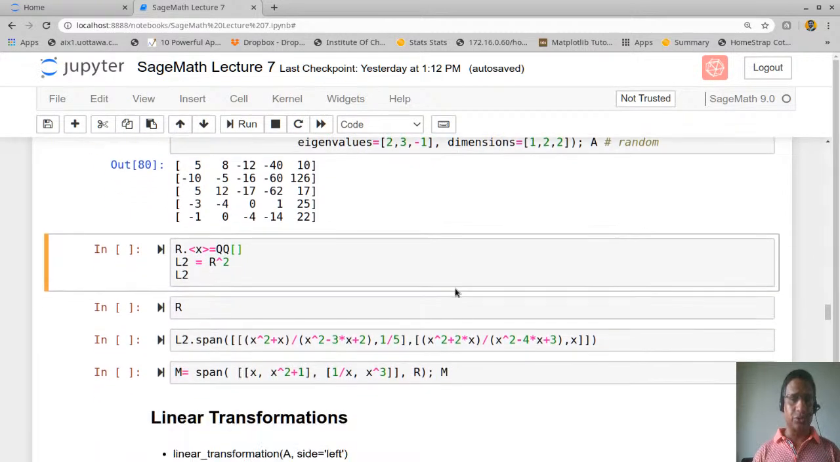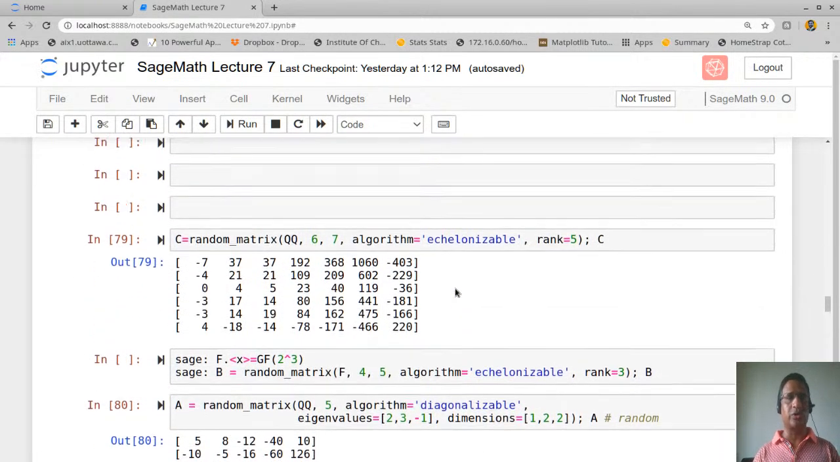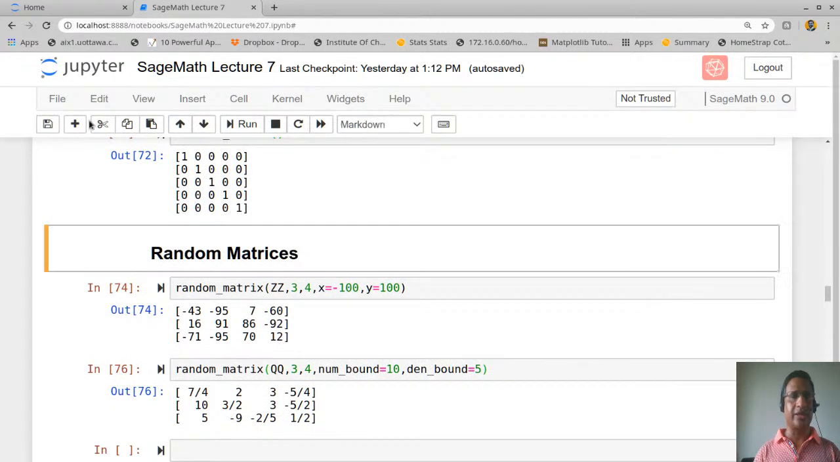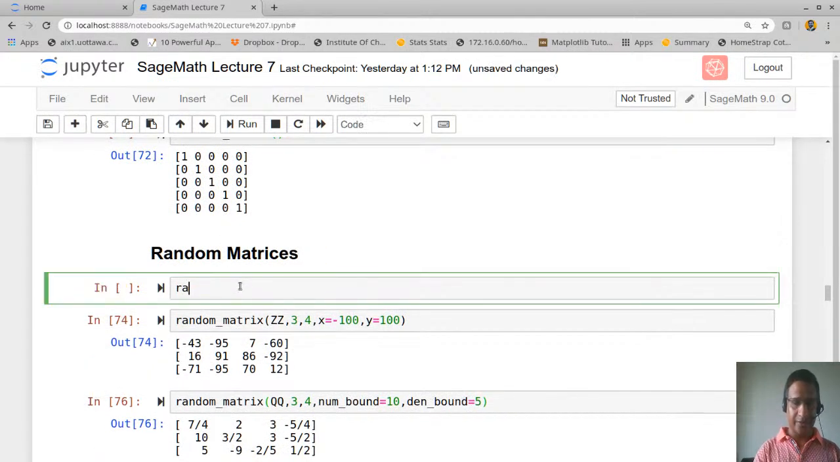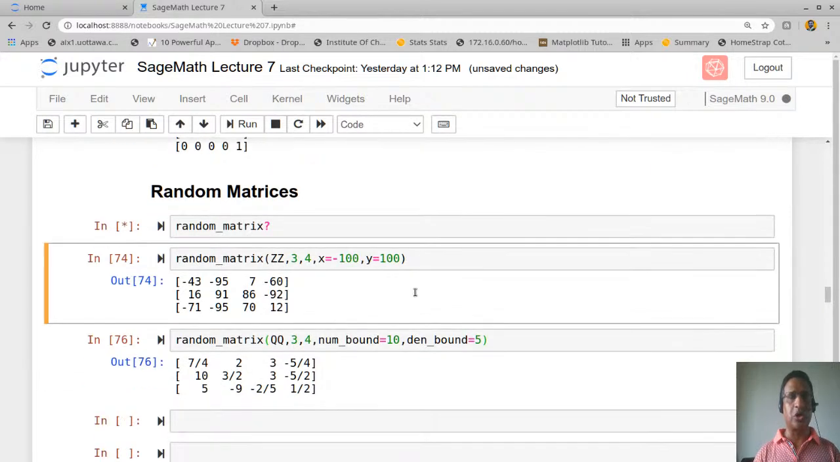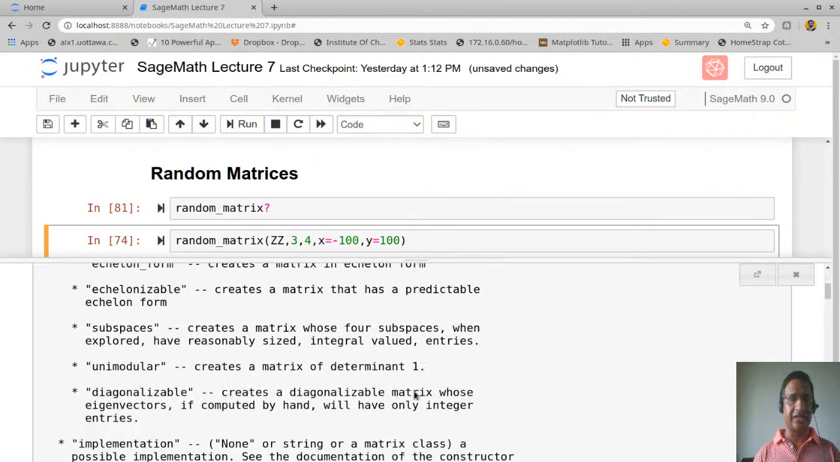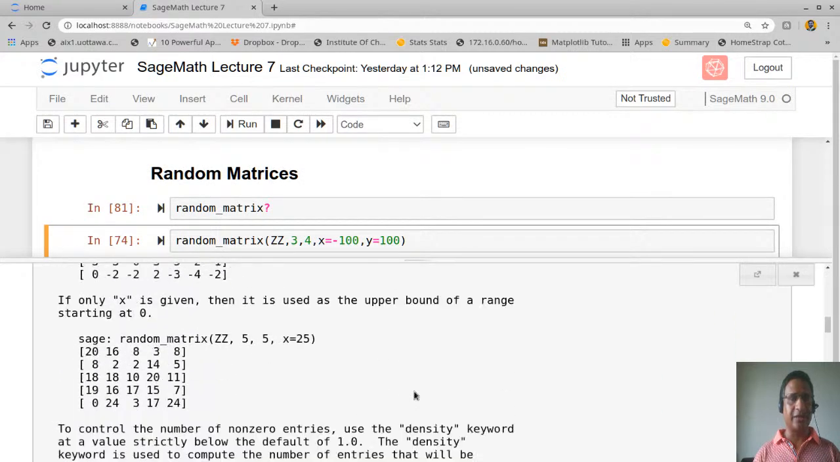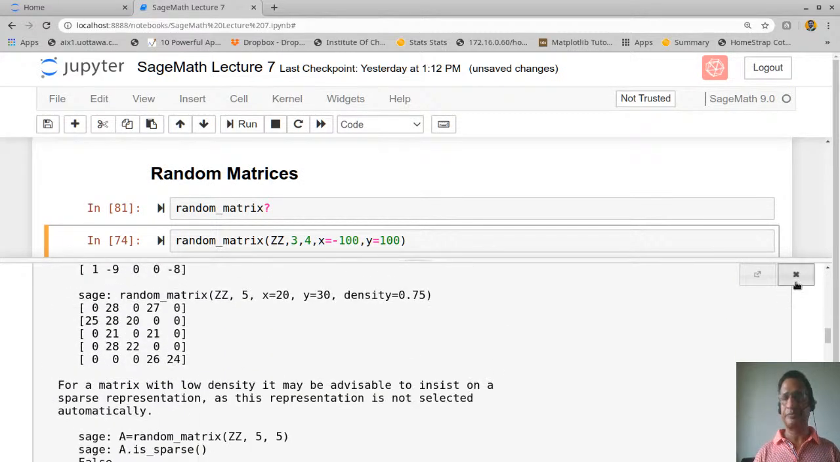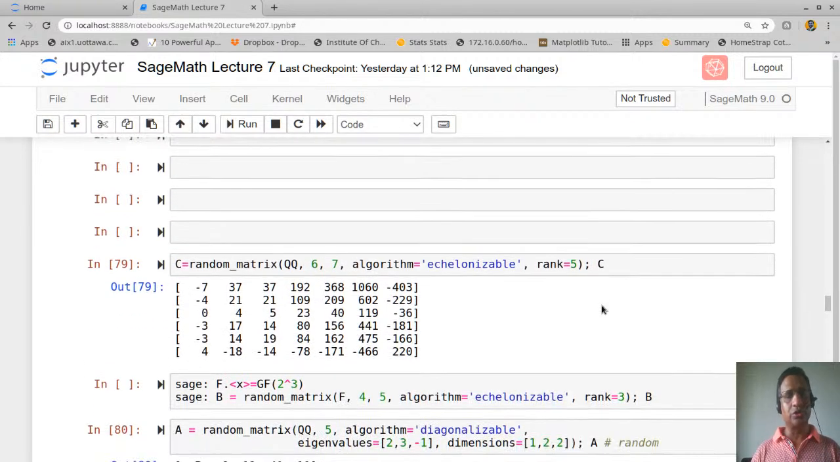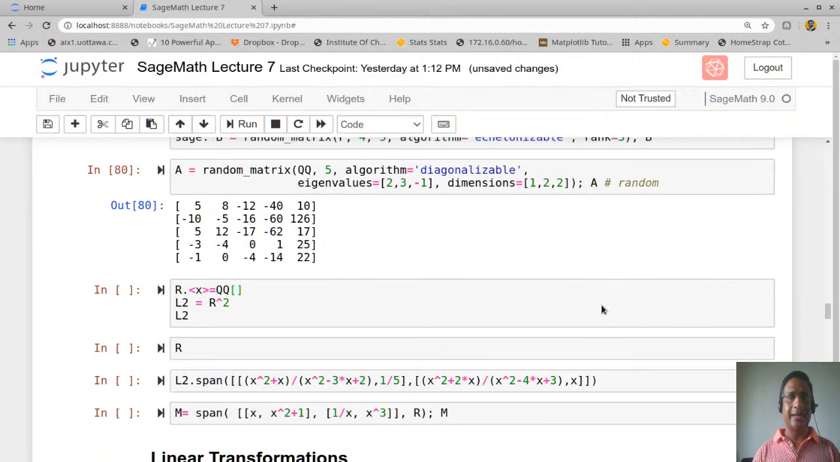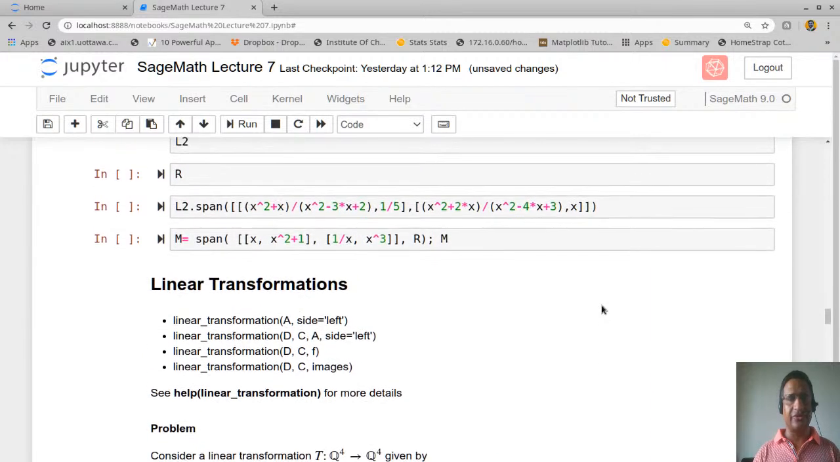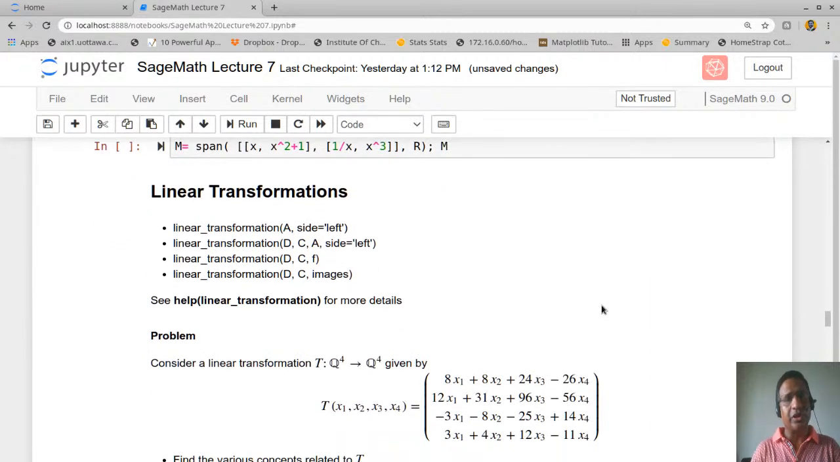Of course you should take help on random_matrix. Try random_matrix with a question mark, and you can go through this help document. There are many more facilities available when you want to generate random matrices. Right, now let us move on to how we can define a linear transformation in Sage. Sage has 4 different ways of defining a linear transformation.